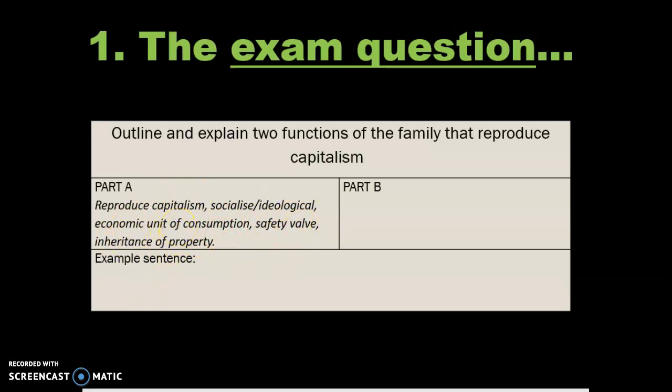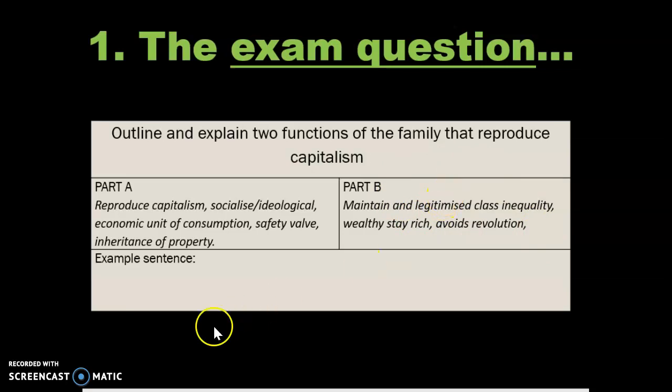Now what about part B then? So your part B is, how is it reproducing capitalism? So is it maintaining and legitimising it? And legitimising that class inequality. Okay, so you can show a bit of knowledge about what capitalism is, where the wealthy stay rich and the working class stay working class, or is it avoiding revolution?